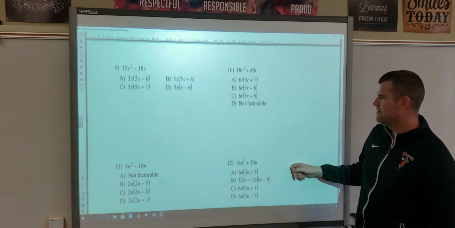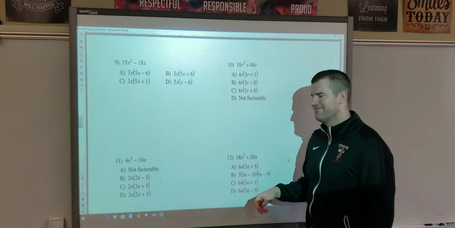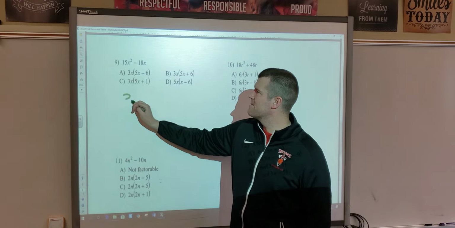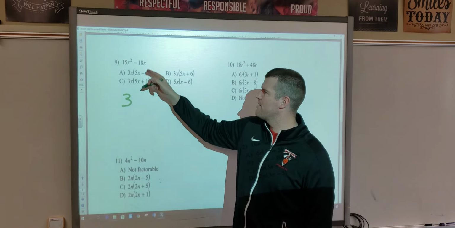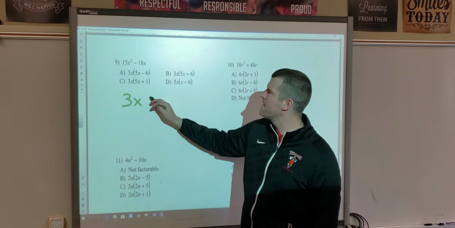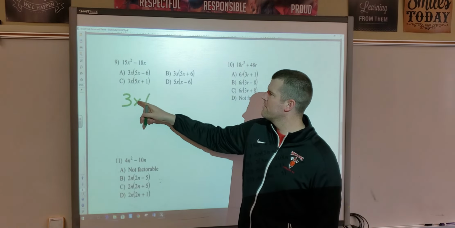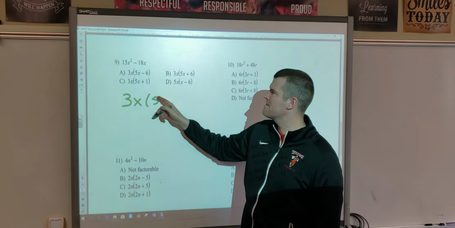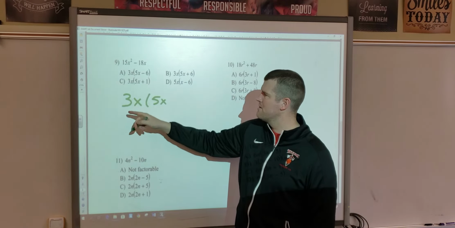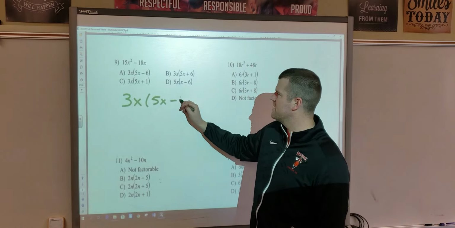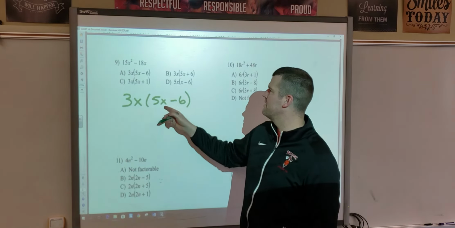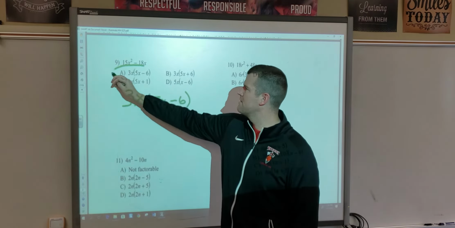All right. Man, we're making these too easy on you. 15 and 18, common factor is 3, and then x squared and x, we can take out x, which leaves us with 3x times 5x. 3x times 5x gets us back to 15x squared. 3x times negative 6 gets us back to the negative 18x. And there is our answer.